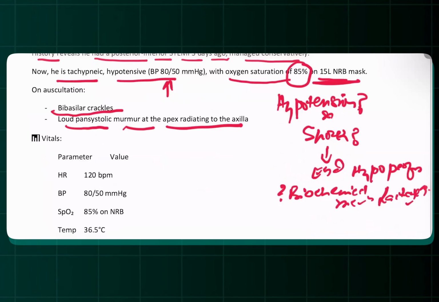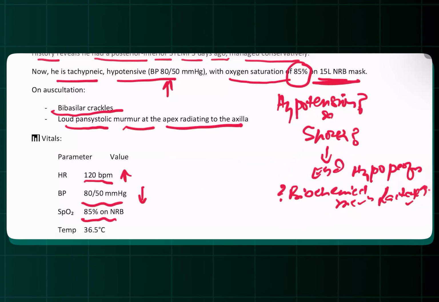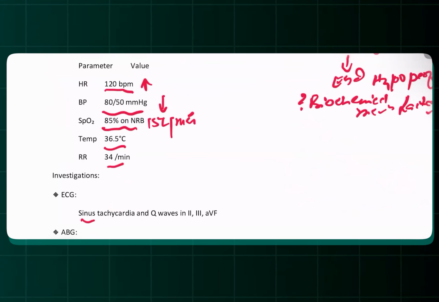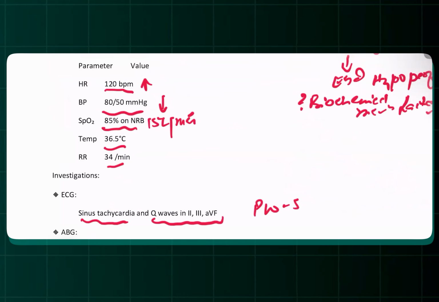You do a vital check, and what you find is heart rate of 120, tachycardia, BP of 80/50, hypotension, saturation 85 on a non-rebreather at 15 liters, temperature 36.5. Respiratory rate is 34, tachypnea. ECG shows sinus tachycardia with Q waves in 2, 3, aVF. He has a history of posterior wall STEMI 3 days back.